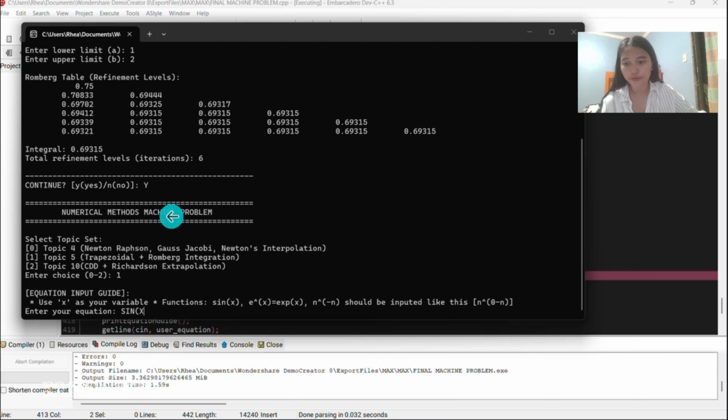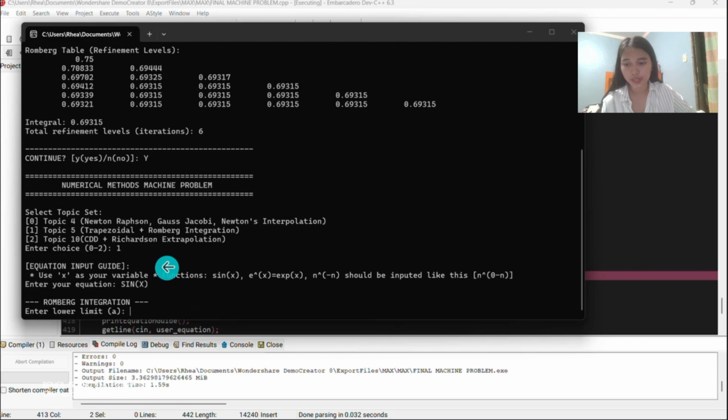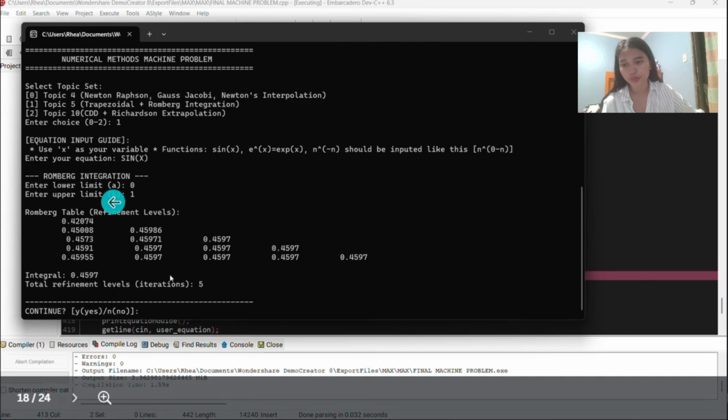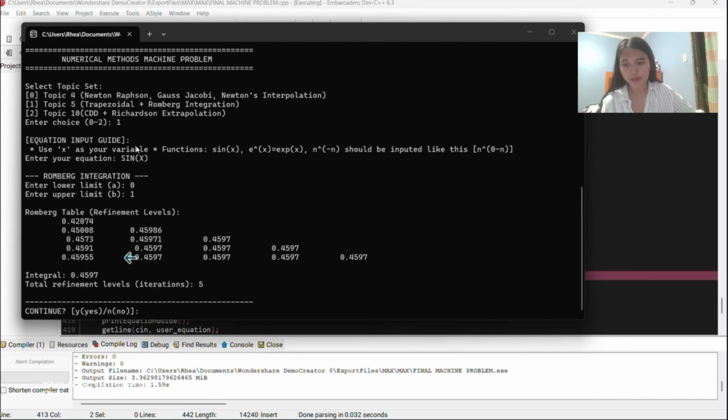We need to continue for the trigonometric equation, which is sine x. Lower limit is 0 and upper is 1. So you can see this is there on the table. And the integral is 0.4597 and the total refinement levels or iteration is 5.